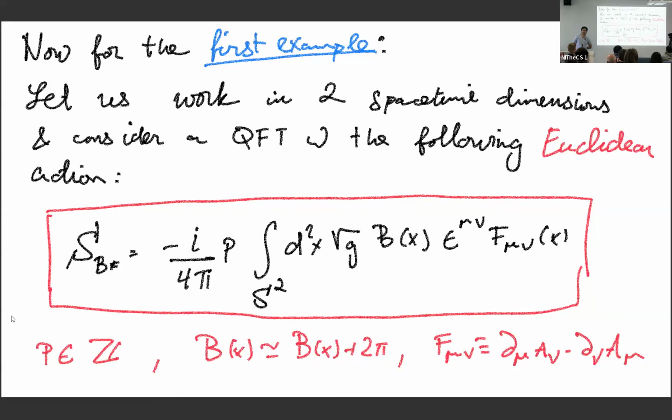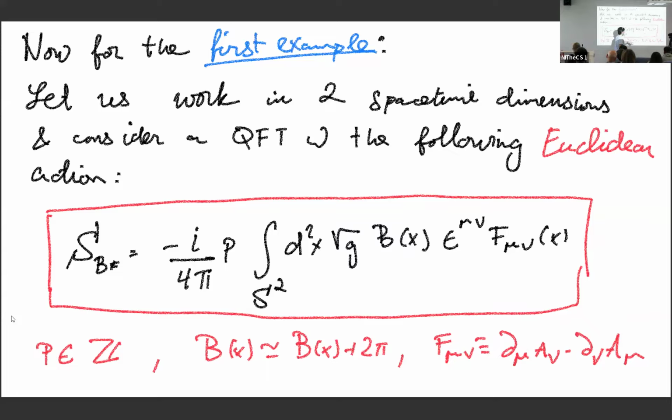The coefficient of the action of the BF model is the coupling of the model, and that coupling has to be an integer. Okay? So the players are B, F, and the coupling P. And F is related to the gauge field in the normal way.